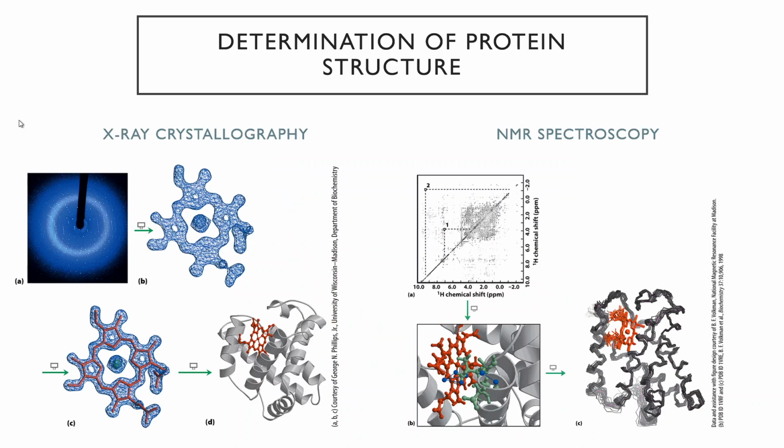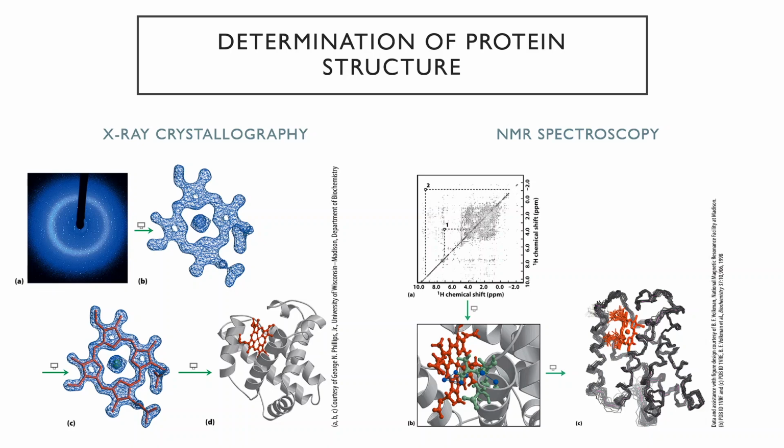So the two most commonly used ways of directly determining the structure of a protein are X-ray crystallography and NMR spectroscopy. So X-ray crystallography has been around a long time. It was probably the earliest method of determining protein structure and the structure of other large molecules.